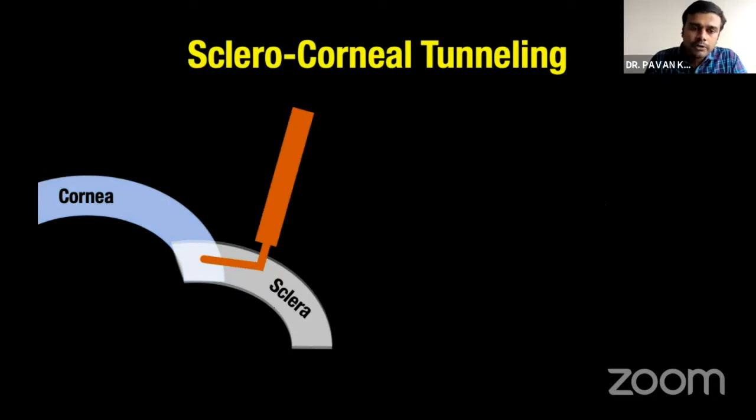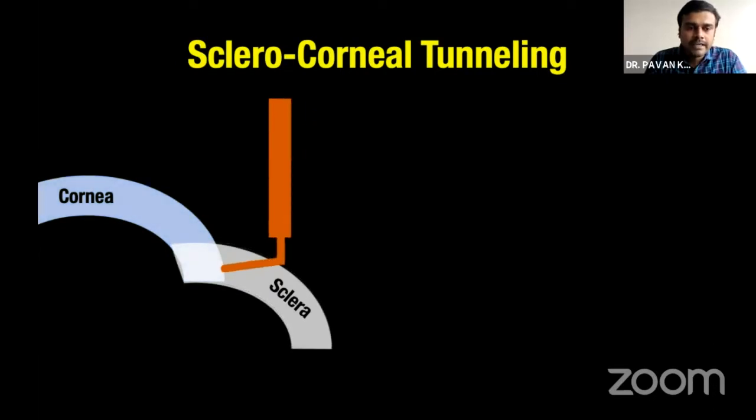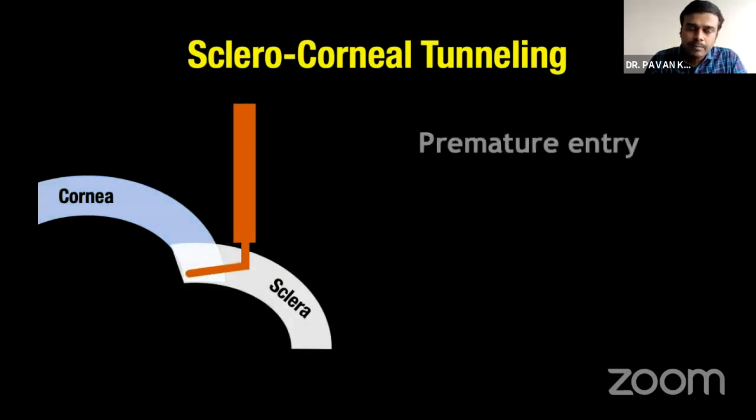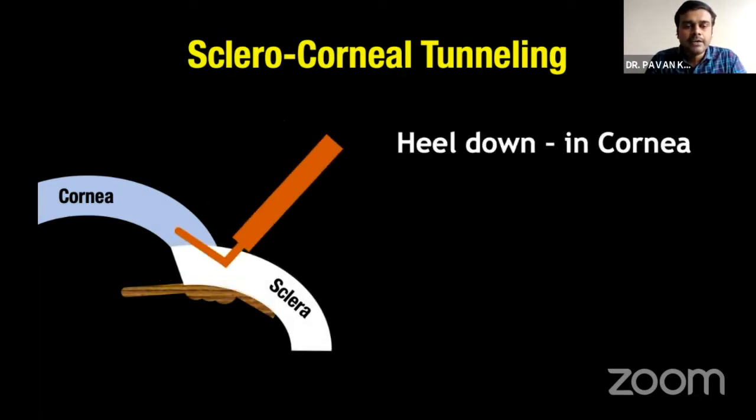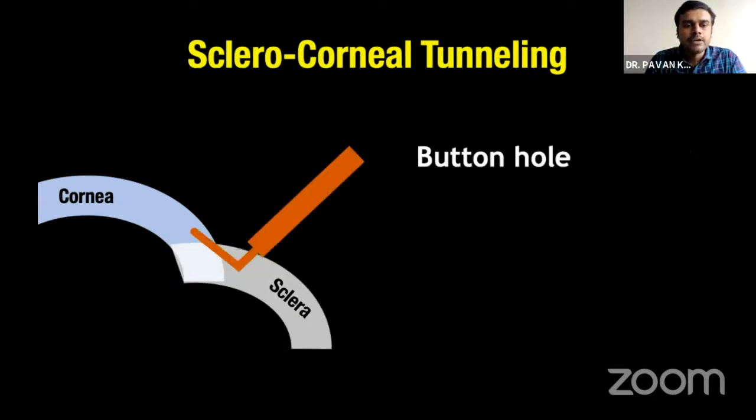Suppose we don't follow this, then what happens? It can easily go into premature entry where the iris stays nearby and the iris can collapse. At the same time, if we bend it too much, then it can enter too much into the cornea and cause buttonholing. So this will make the resident understand, oh, this is the exact concept and why we should do this.